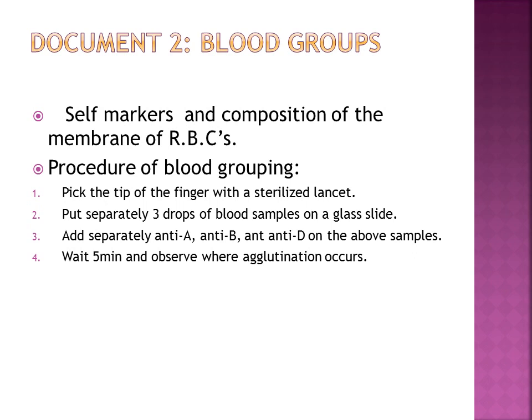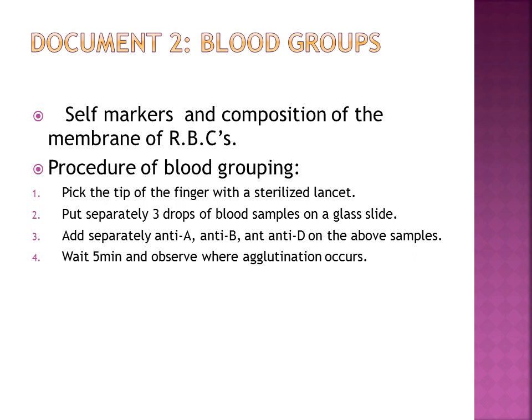To determine the blood group, the following procedure can be done. At first, prick the tip of the finger with a sterilized lancet. Then, put separately 3 drops of blood sample on a glass slide. Add separately anti-A, anti-B, and anti-Rh on the above samples. Wait 5 minutes and observe where agglutination occurs.